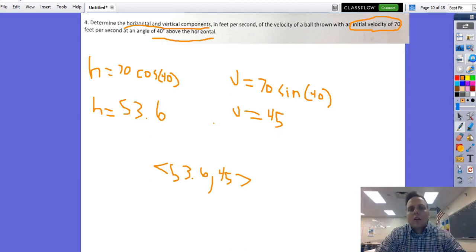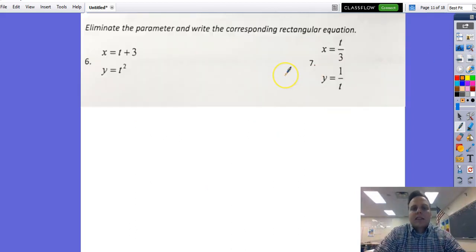Good. Let's go on. Number 6 and 7, because we need to do number 5. Eliminate the parameter and write the corresponding rectangular equation. A rectangular equation is only dealing with x and y, so we want to get rid of t and make just an x and y equation. Here's how you do it. Go to the x equation. Solve for t on the x equation.